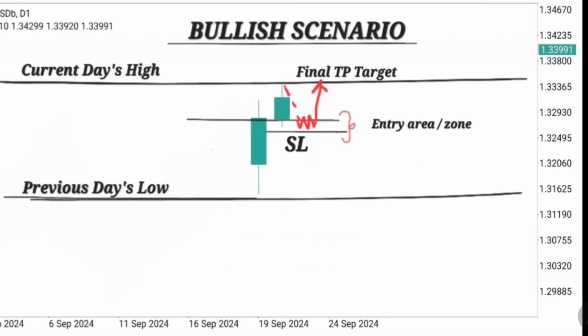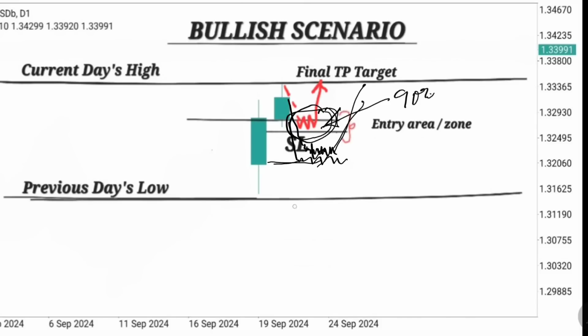Now I want to show you something. I said our entry should be around here, but sometimes the market can as well come down somewhere around here to give us a zone to trade from. But most times your entry should be around here, the intersection of the wick of the current day's candle and the close of the previous day's candle. Over 90% of our zones will come from here. But sometimes you might have the zone also from around here.